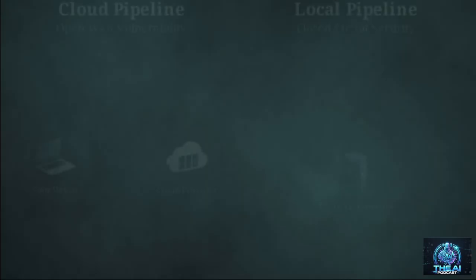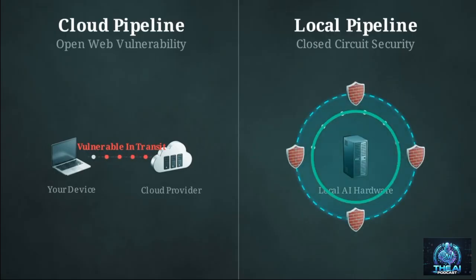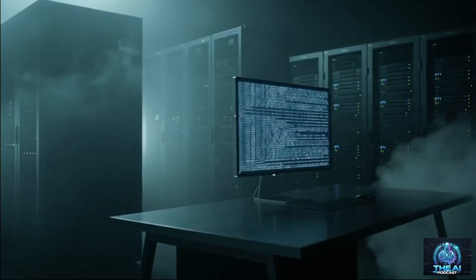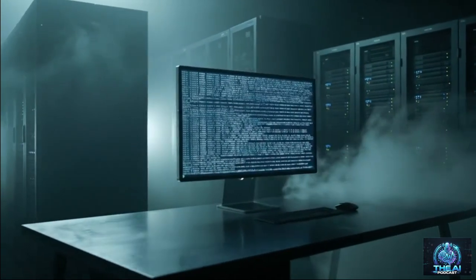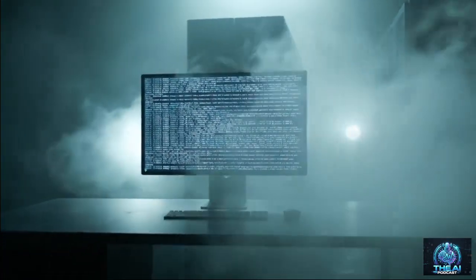This side-by-side comparison shows the difference in security. The cloud pipeline sends your data over the open web, while the local pipeline functions as a closed circuit. Because it never touches the internet, your sensitive files stay secured behind your local firewall. Closing the data loop on your own machine is the necessary starting point for building secure 24/7 ambient automation.